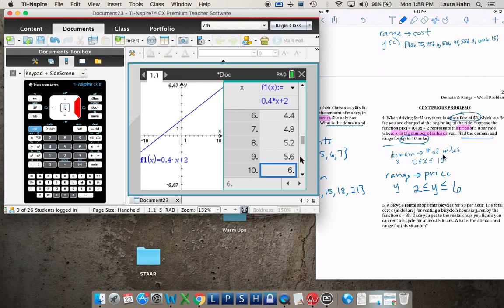So the domain is talking about the possible number of miles we could take the cab or the Uber. And the range is talking about my price range. And it's going to cost me anywhere from $2 to $6, depending on how far I take it.